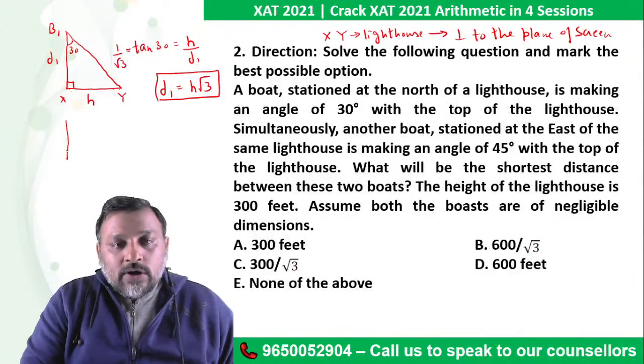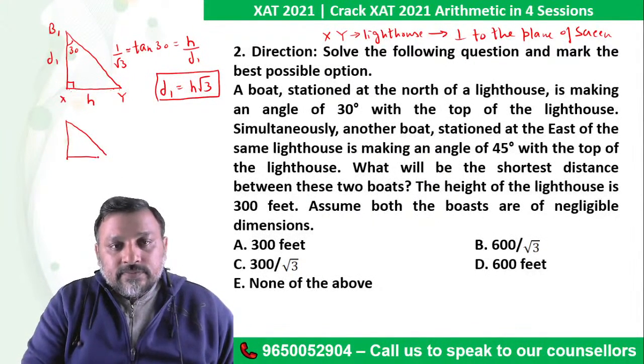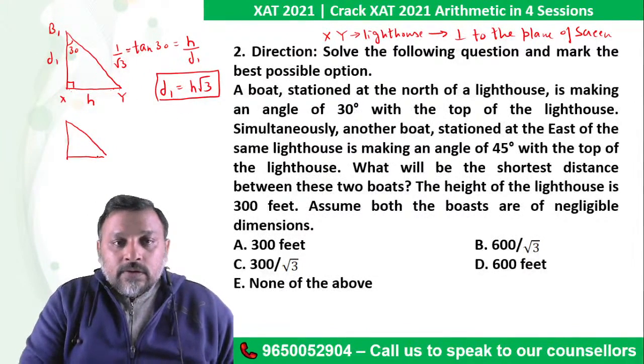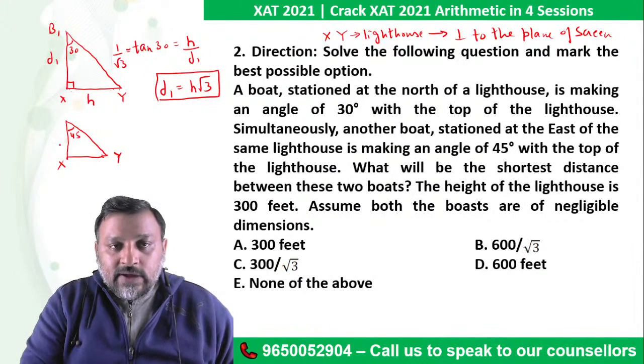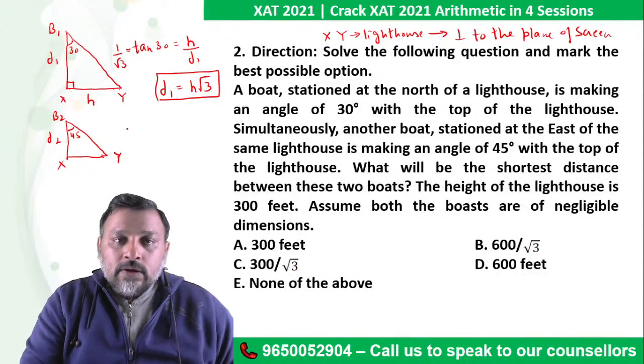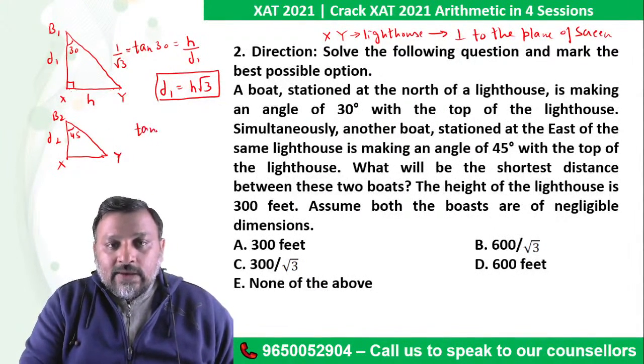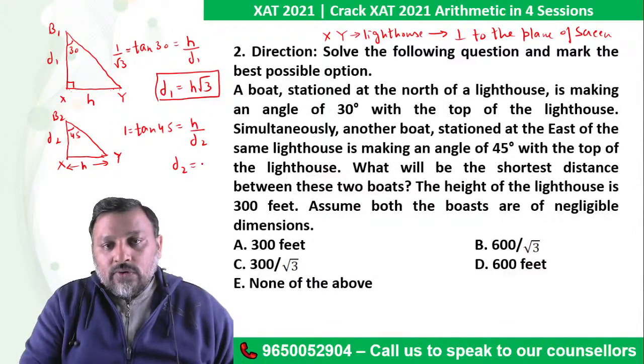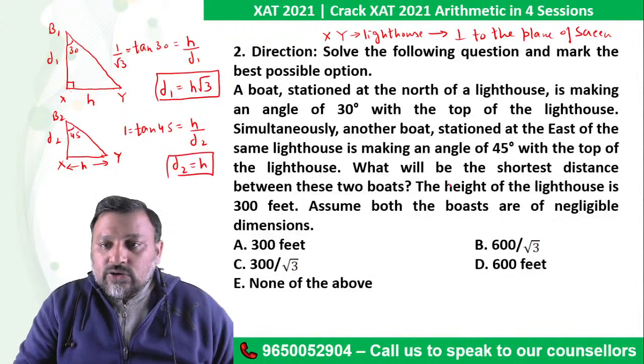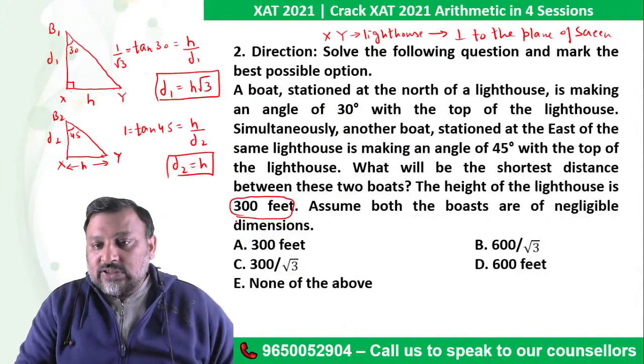Now, similarly for this, another boat. So again, if I take this as the lighthouse, now this angle is 45 degrees and this distance, if I say, is d2, and this is boat B2. So again, can we say tan 45, which is 1, is equal to h, this is h, by d2. So I'll get the value of d2, which is h. And h is already given, the height of the lighthouse is 300, value of h is given.